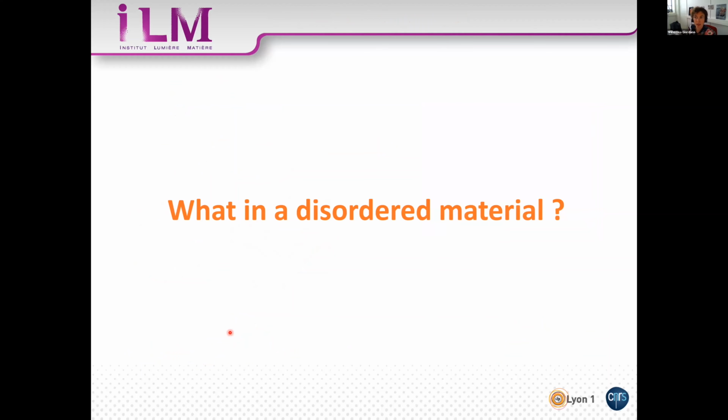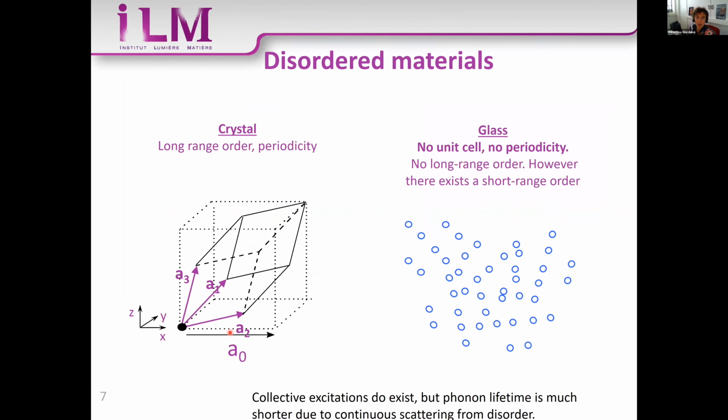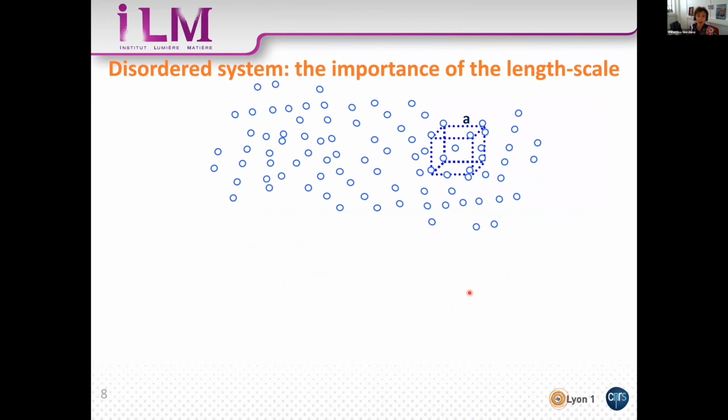What now in a disordered material? In a disordered material, things are more complex because we don't have periodicity. So we don't have a unit cell, no long-range order. Still, there exists a short-range order, as you can see here. Despite the disorder, collective excitations do exist, but phonon lifetime is much shorter than in a crystal because of continuous scattering from disorder. What is interesting is that the dynamics in a disordered system will depend on the length scale.